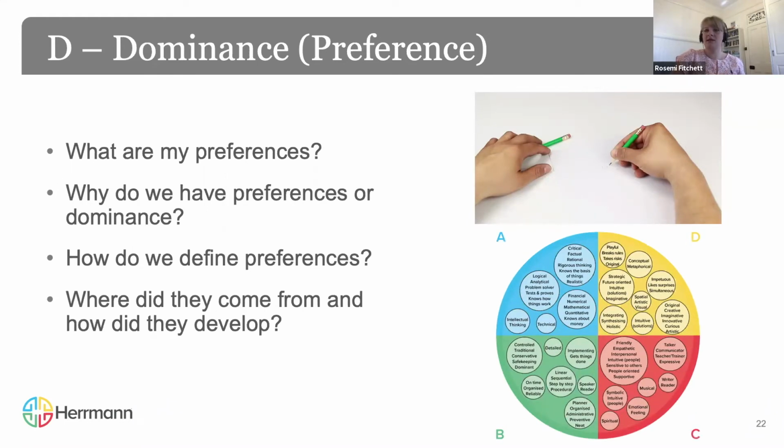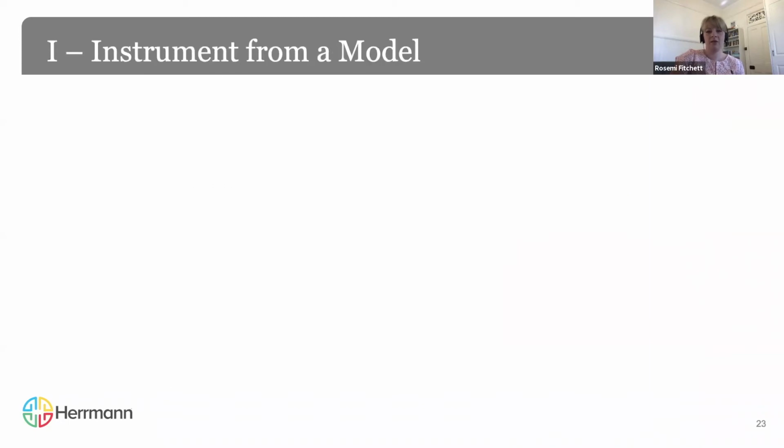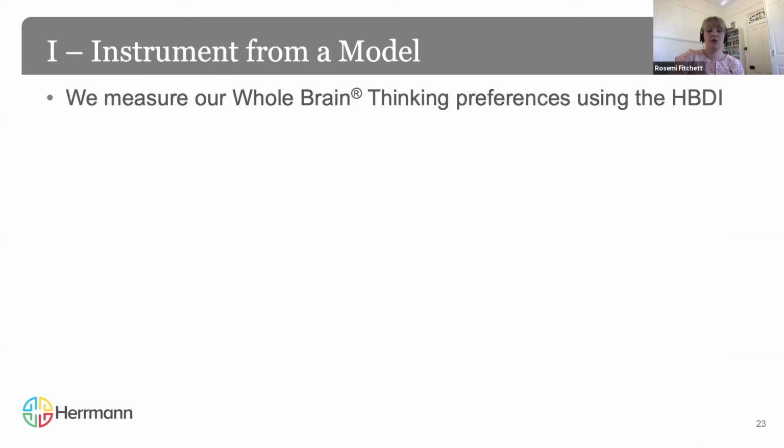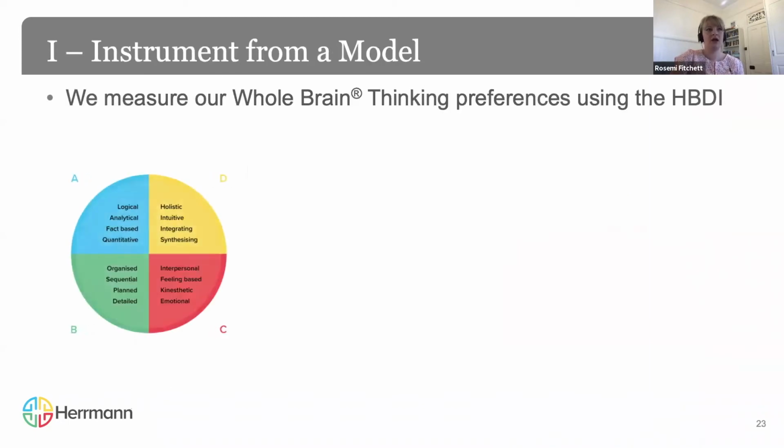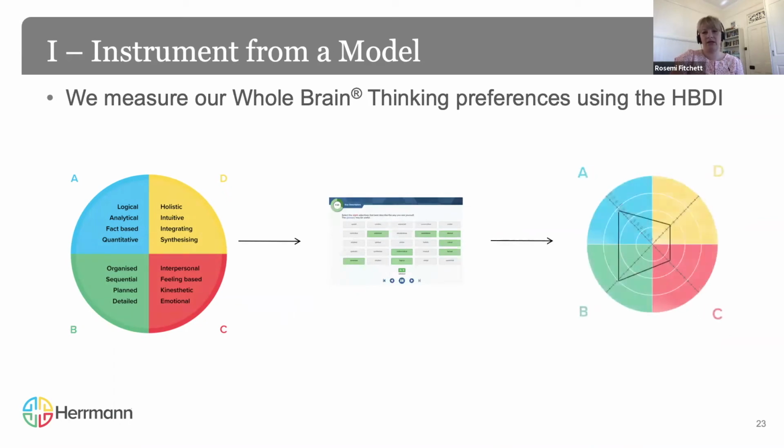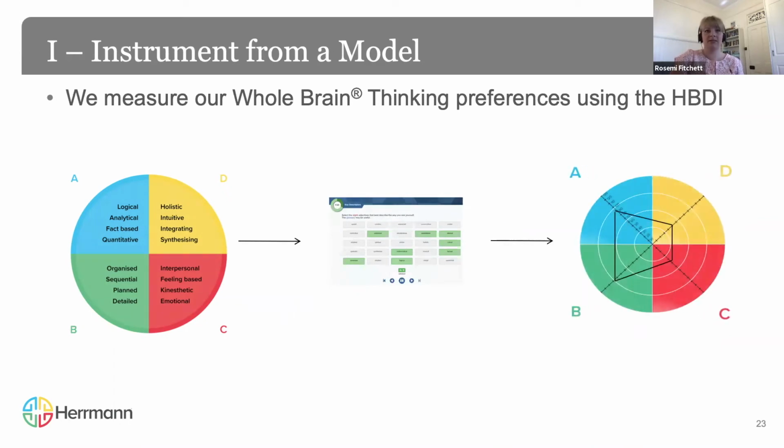I might talk about clusters at this point, to talk about how we can have a preference for a quadrant, but we may not have a preference for all of the descriptors within that quadrant. So there's clusters of thinking. Lastly, I would summarize that we measure our whole brain thinking preferences using the HBDI. So we have a model which was then created a survey to enable us to measure that model, and the survey output is the actual HBDI survey. So that's where we're going to head next.